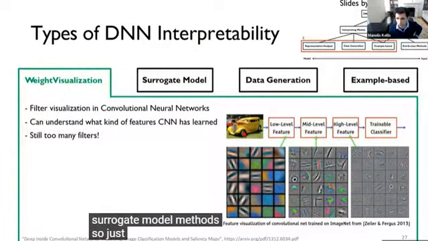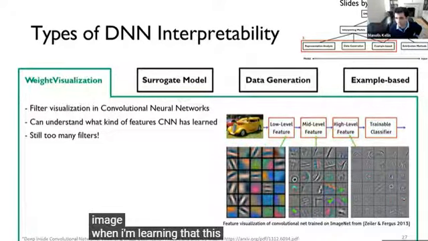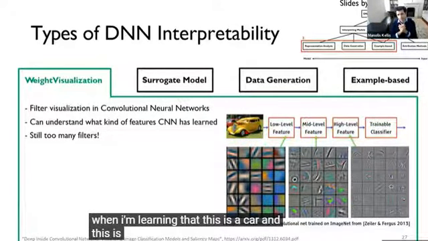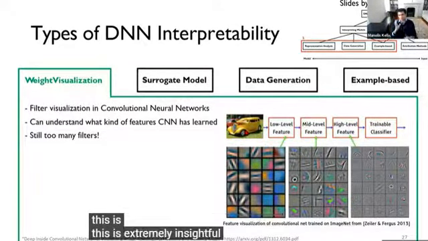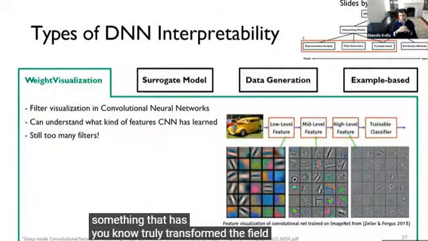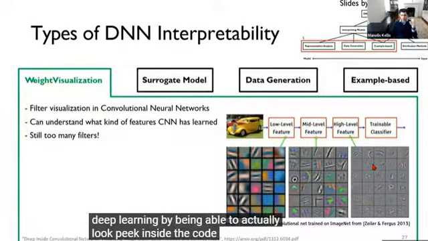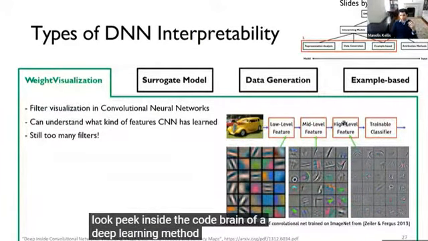So just looking at what are the features that are extracted from an image when I'm learning that this is a car. And this is extremely insightful, and this is something that has truly transformed the field of deep learning by being able to actually peek inside the quote unquote brain of a deep learning method.